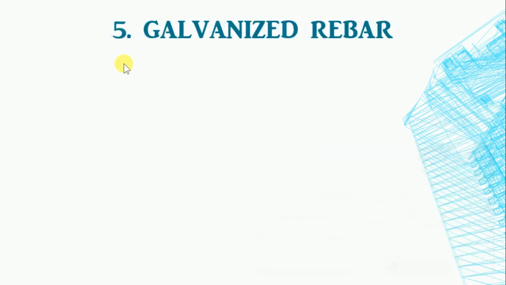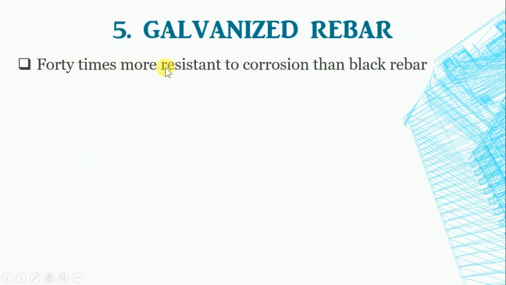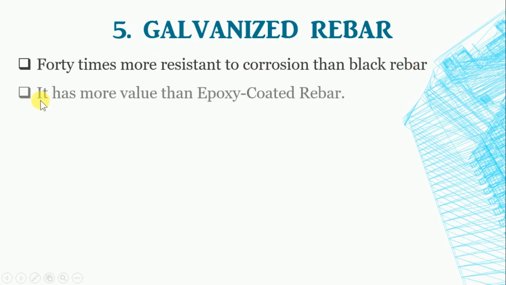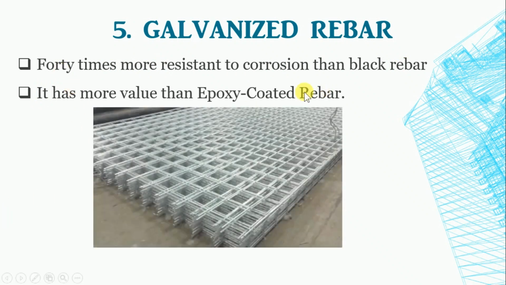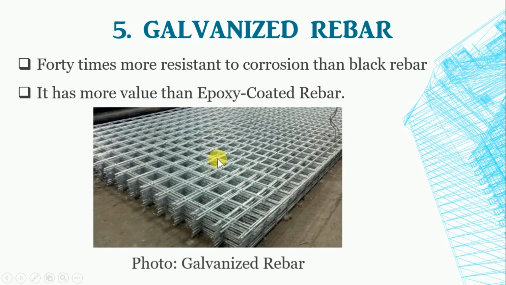Galvanized rebar. Galvanized rebar is 40 times more resistant to corrosion than black rebar. But it's more difficult to damage the coating of galvanized rebar. In that respect, it has more value than epoxy coated rebar. However, it's about 40% more expensive than epoxy coated rebar.